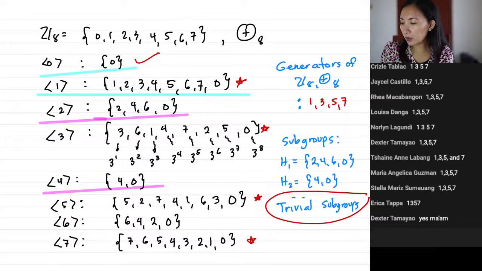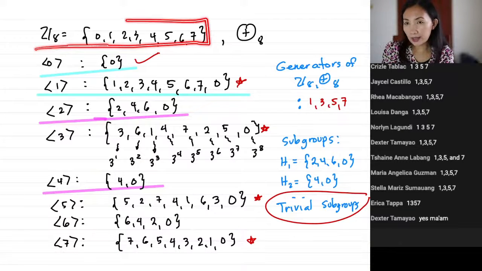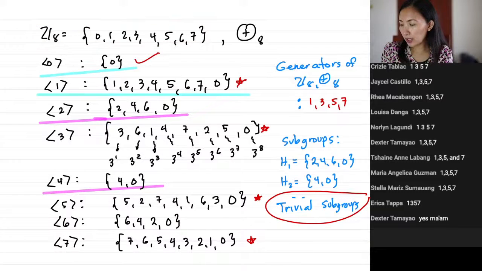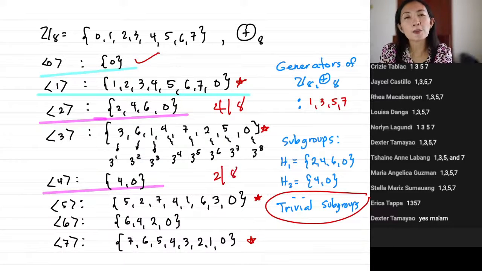Okay, what's the order of this group? Remember, order refers to the number of elements. Order is 8. The subgroup here, generated by 2, has an order of 4, and 4 is a divisor of 8. 4 divides 8. This subgroup, generated by 4, has an order of 2, and 2 is a divisor of 8. So 4 divides 8, 2 divides 8. So do not expect a subgroup having 3 elements.